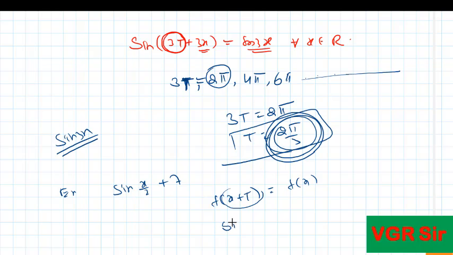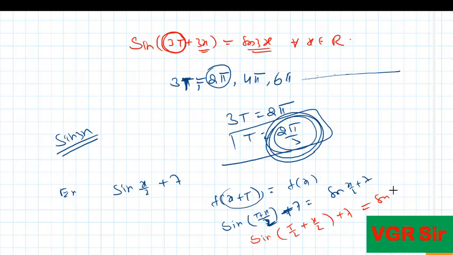See, sine, instead of x, what should we write? t plus x, by 2 as it is, and plus 7 also there, no problem, equal to sine of x by 2 plus 7. More generally, we can write this as sine of t by 2 plus x by 2 plus 7 equal to sine of x by 2 plus 7.